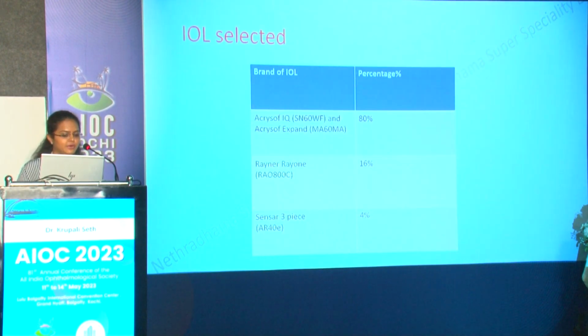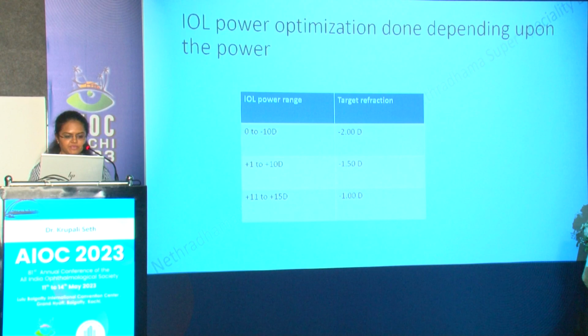So without any financial interest, in 80% of the cases, the Acrysof IQ and Acrysof Extended was used. In 16% of the cases, Rayner RAYONE was used, and 4% cases had Sensar 3Ps. And IOL power optimization was done depending upon the IOL power which is obtained.